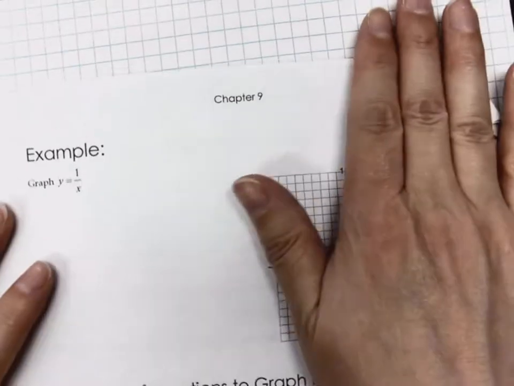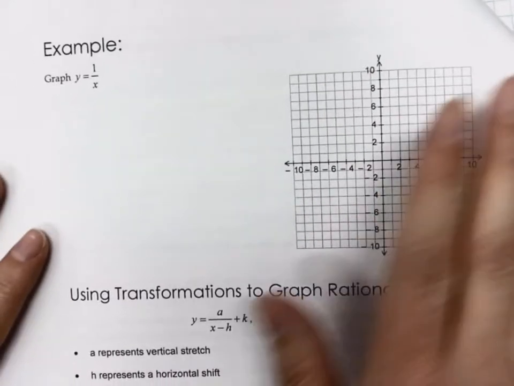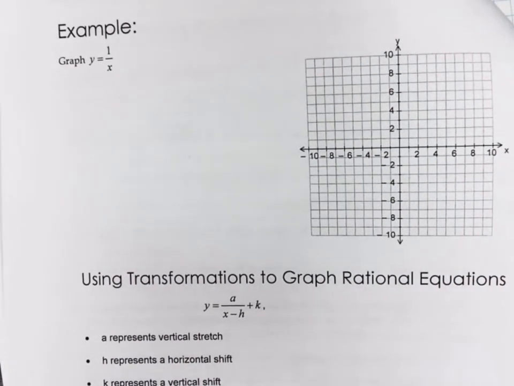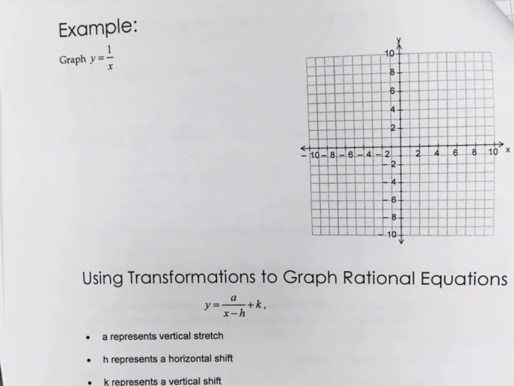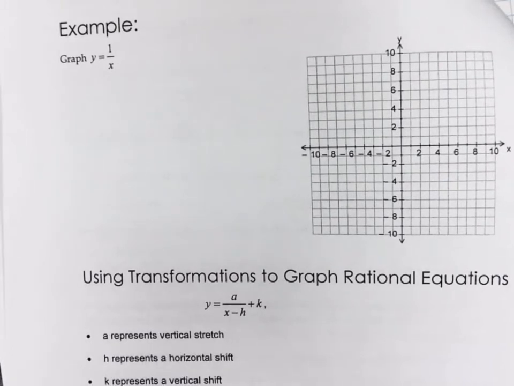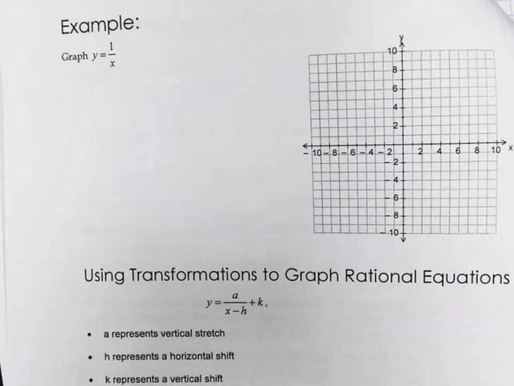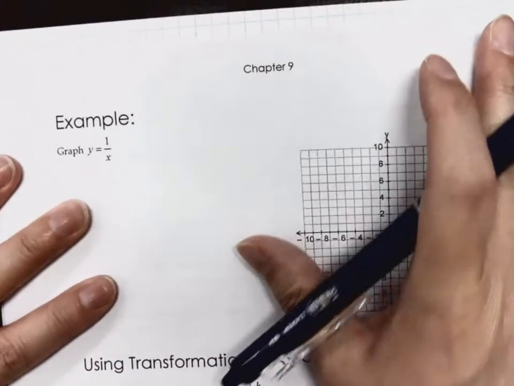Okay, here we go. You ready? Okay. First of all, 1 over x. So let's do our vertical and horizontal asymptotes right away. There's a 1 on it. Vertical and horizontal asymptotes. Let's do our vertical because those are the easiest.